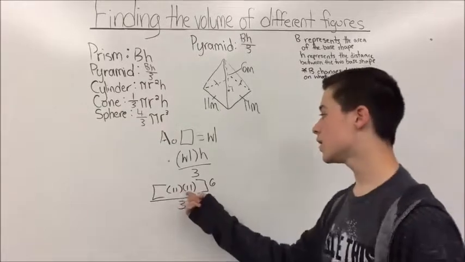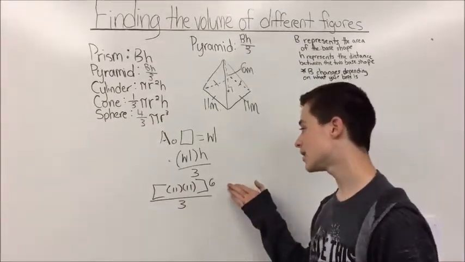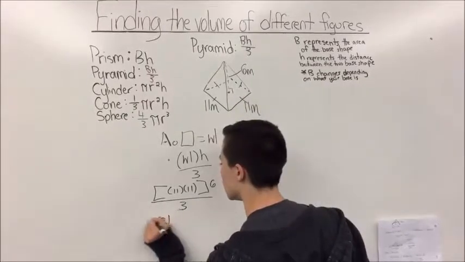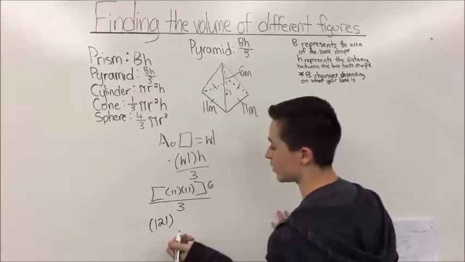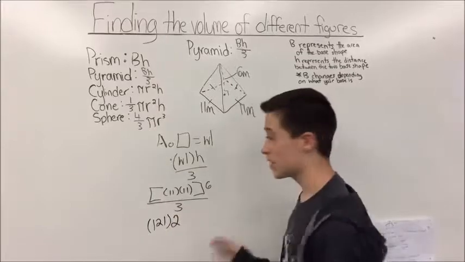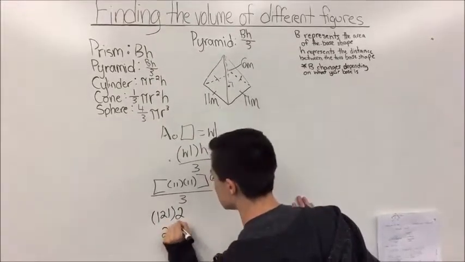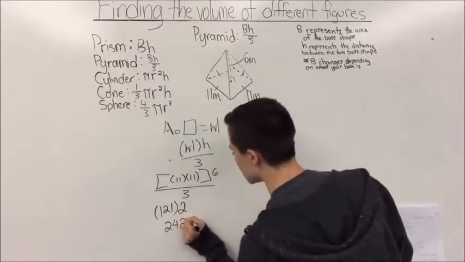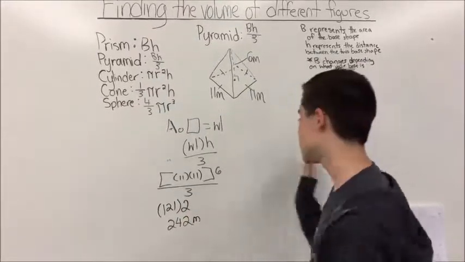And when you're multiplying 11 times 11, you can also just divide 6 by 3 to make your life easier. And 6 divided by 3 is 2. So when you multiply that together, 242. And then check for your measurement, meters, and since you're doing volume, it's always cubed.